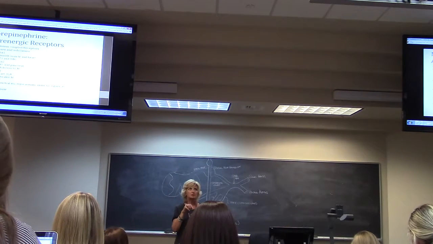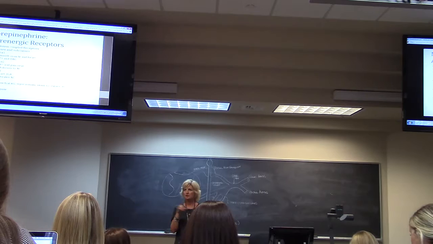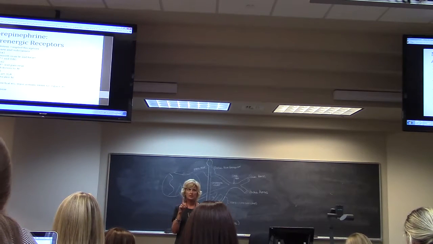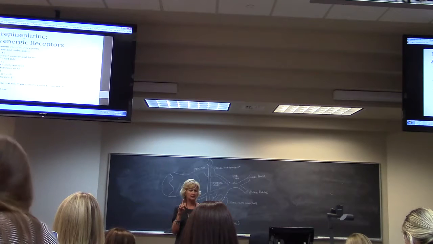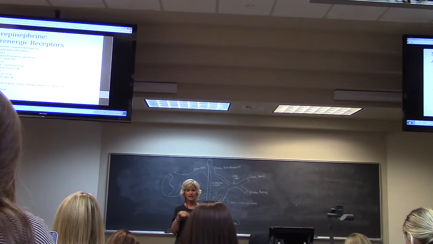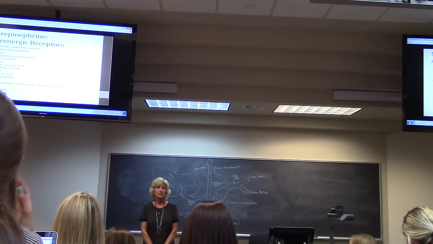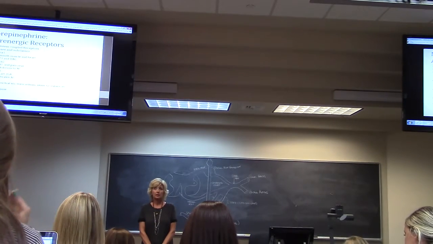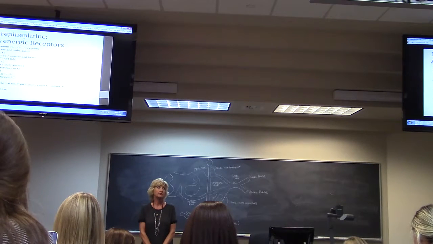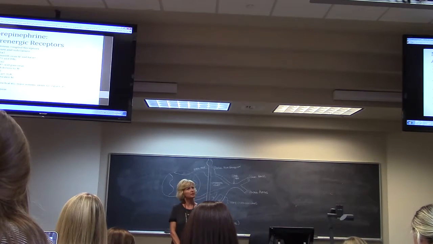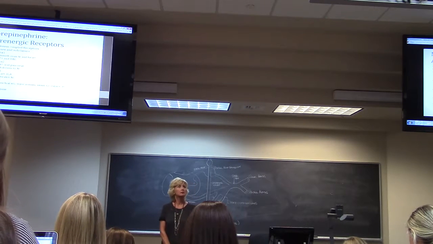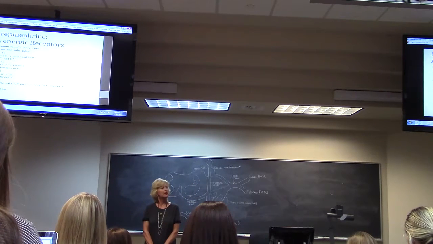So the alpha 1s are using the IP3 DAG, that phosphatidylinositol pathway. Alpha 2s are decreasing cyclic AMP. So when I put AC there, I mean adenylate cyclase, because that makes cyclic AMP. If you're inhibiting it, you're decreasing cyclic AMP. There's a lot of letters. Beta 1s are activating or increasing cyclic AMP. Beta 2s, I didn't put what they do. They all do the same thing, I guess. Cyclic AMP.